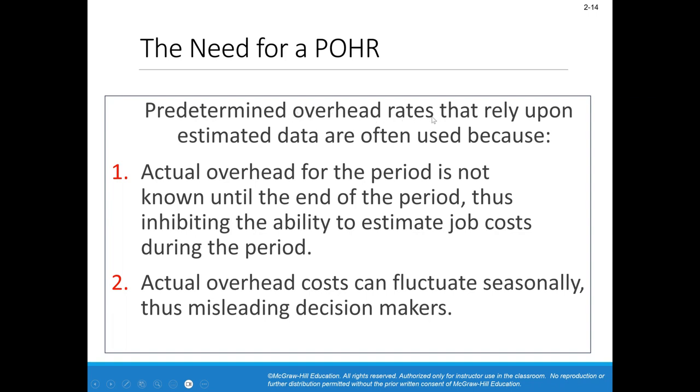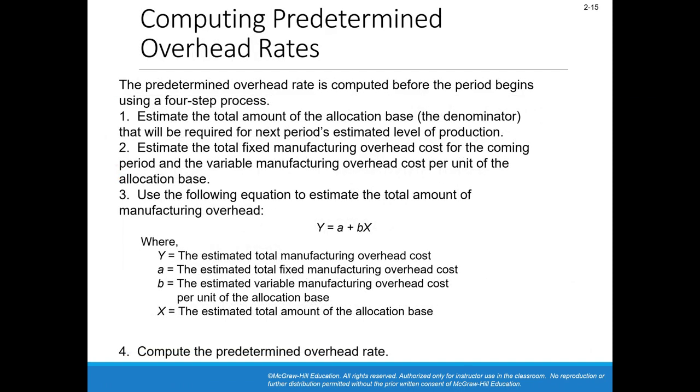So our cost driver in this case is going to be one of these factors. All right, so predetermined overhead rates that rely upon estimated data are often useful because, again, you don't know what the actual costs are going to be. And they do fluctuate seasonally. So you want to, again, try to get as accurate information. You may know that in July, production goes down, so you're not going to have quite as much production.